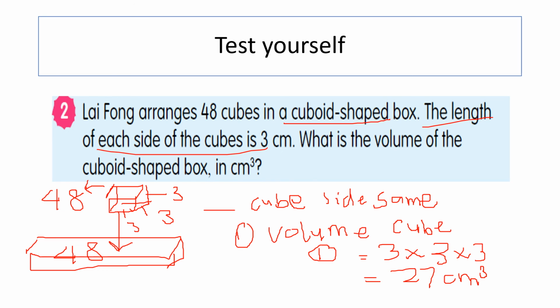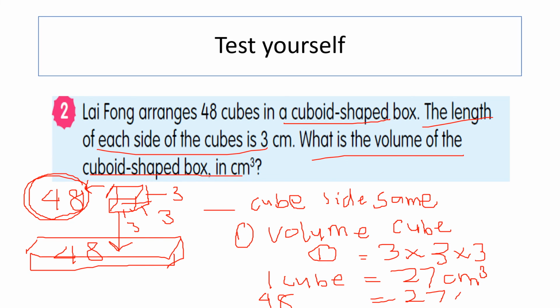And then what is the volume of the cuboid shape? Okay, this is one cube, and one cube has 27. So now there are 8 cubes. Sorry, there are 48 cubes, the teacher made a mistake. So with 48 cubes, what you have to do is just multiply 27 times 48, and you get the answer. I don't have any space here, so you can do 27 times 48 here.